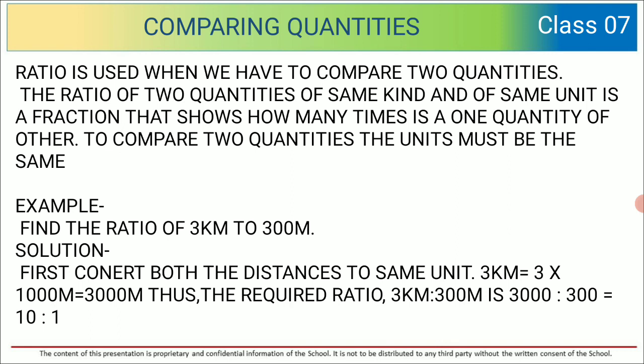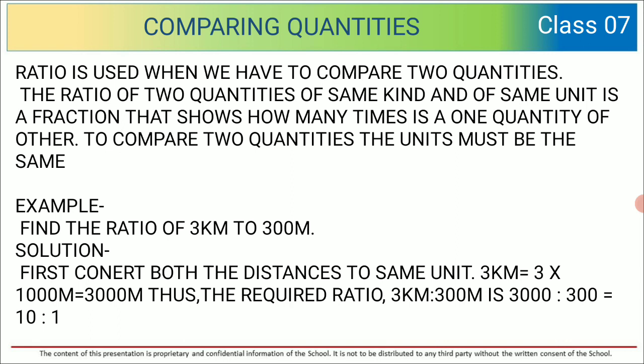Ratio is used when we have to compare two quantities. The ratio of two quantities of the same kind and of the same unit is a fraction that shows how many times one quantity is of the other. To compare two quantities, the units must be the same. So it is very important that the units of the quantities which you are comparing are equal. You cannot compare kilogram with gram. It is not possible.